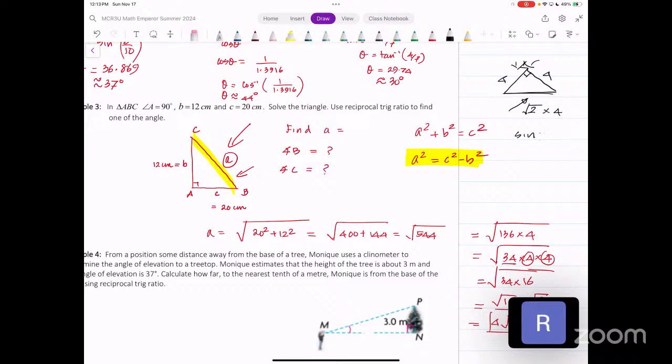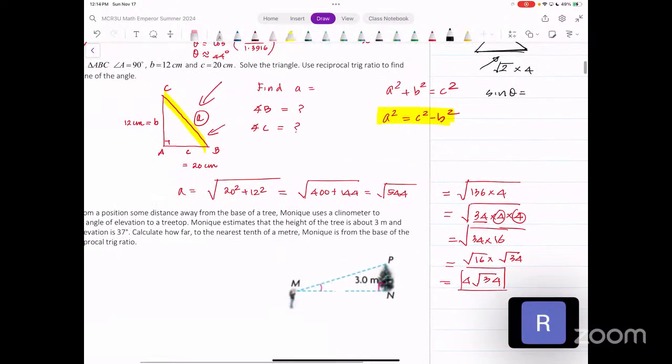You know what you will do? Oh yeah, sine of theta. You're going to look at this as the opposite side. But that longer side is the hypotenuse. So did you find the A? Everyone actually got 4 root 3, 4? Yes? Yeah. What did you guys get for B?